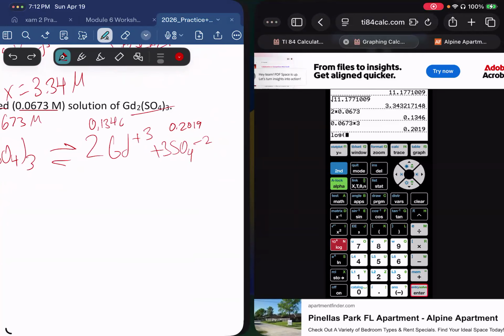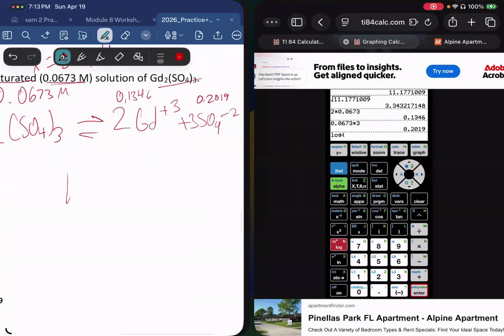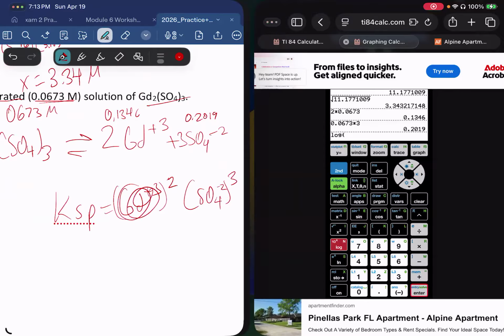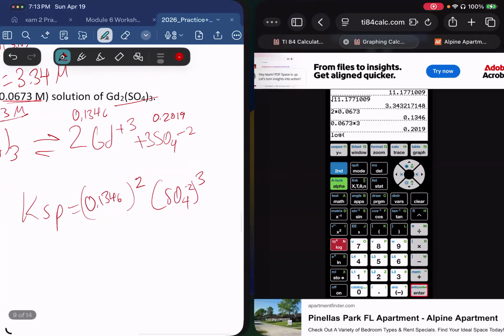So now what we can do is solve for Ksp. So Ksp is equal to [Gd3+] squared times [SO4 2-] cubed, right? And so we can plug in the values. Again, you don't need to do 2x or 3x because we already have the equilibrium amounts, because they gave you the saturated solution. So 0.1346 here, 0.2019, and you can get the answer there.